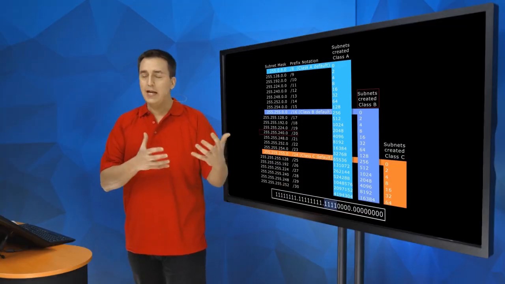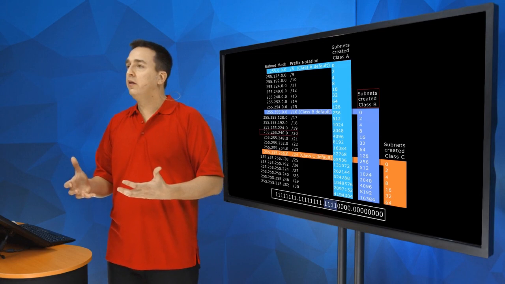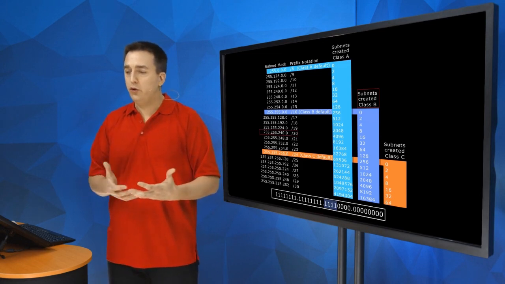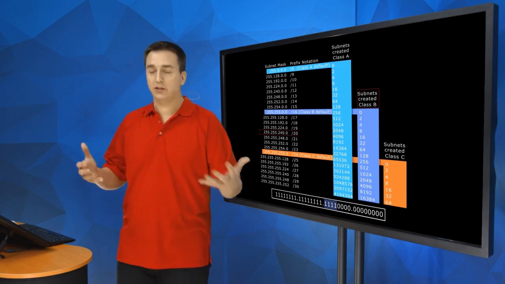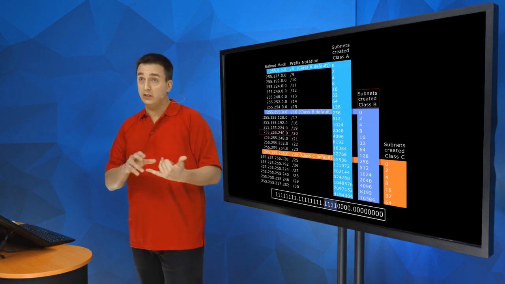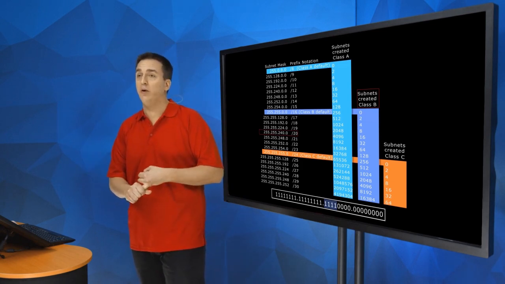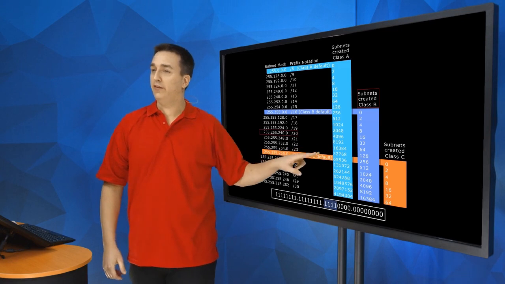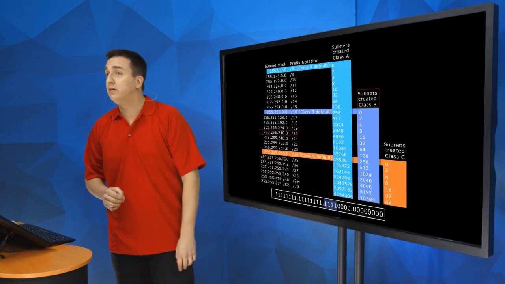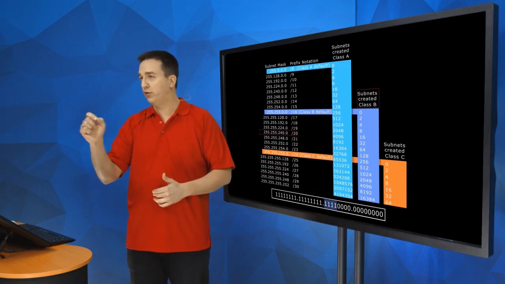Because if you don't know your starting point, I've stressed it many times, you could end up with the wrong result. So if you were taking an exam, and you had to figure out the number of subnets that were created based on a slash 20, if you don't know whether it was a 16 or an 8 that was the starting point, then you've got a 50-50 shot of getting your answer right. You need to know the starting point to get the correct answer.